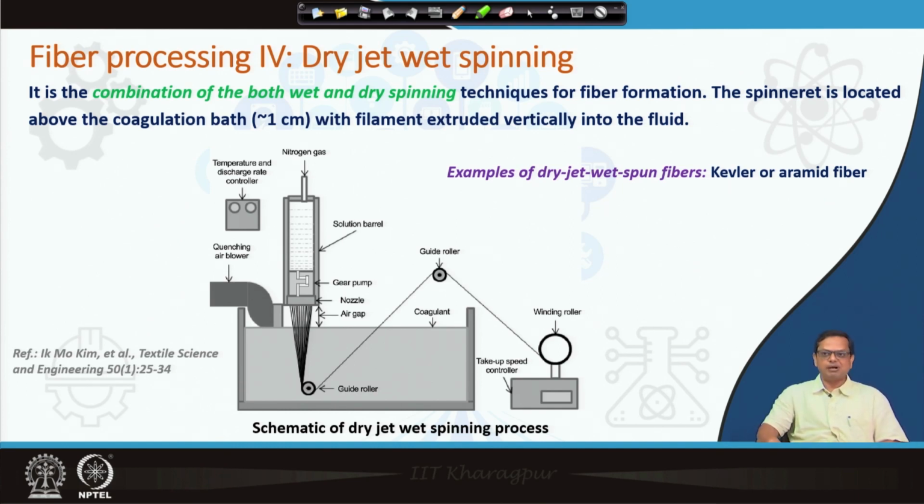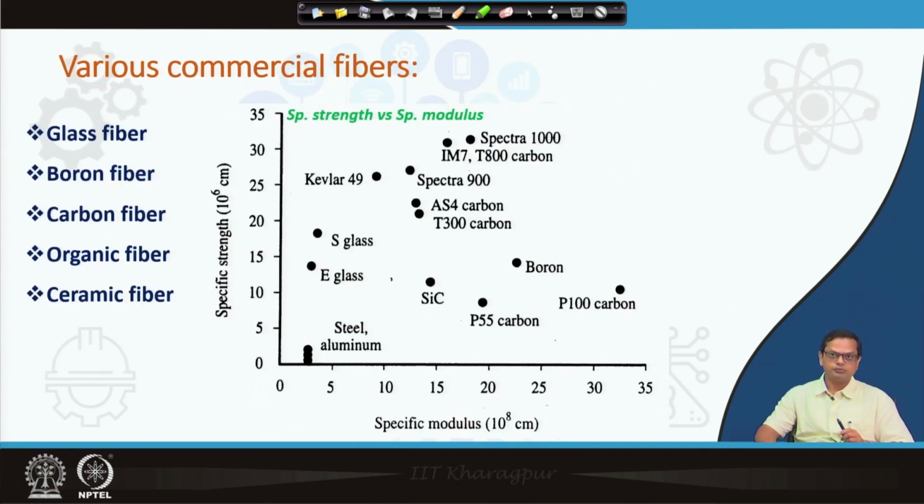So, we have discussed the 4 basic techniques of fiber processing, that is the spinning methods, which are 4 different kinds. One is wet spinning, dry spinning, then we have melt spinning, and ultimately the dry jet wet spinning method. Now, as we have learnt about the basic synthesis techniques of fibers, let us concentrate on different commercial fibers. Depending upon the requirement, what kind of strength and what kind of modulus is required, there is a gamut of different kinds of fibers.